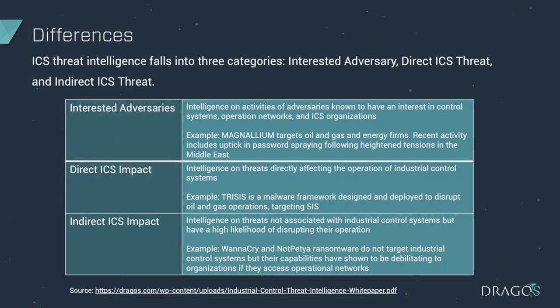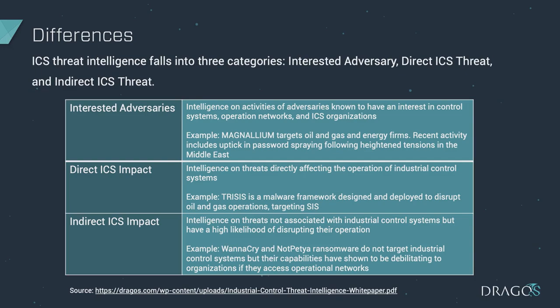ICS threat intelligence is going to fall into 3 categories. You have your interested adversary, direct ICS threat, and indirect ICS threat. When we're talking about interested adversaries, this would be intelligence on activities of adversaries that are known to have a very specific interest in control systems, operations networks, or ICS organizations.